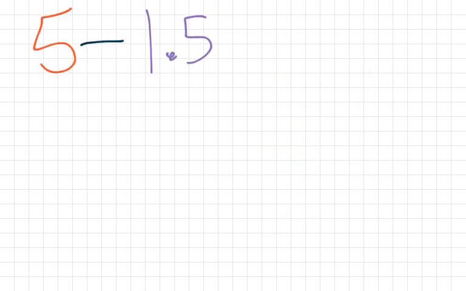Okay, well, let's try another one. Okay, this time I have 5 minus 1.5. Okay, so I'm going to put 5 on top. Now, where do I put the 1.5? And now remember, 1 is our whole number. So where does that go? Yeah, 1.5.